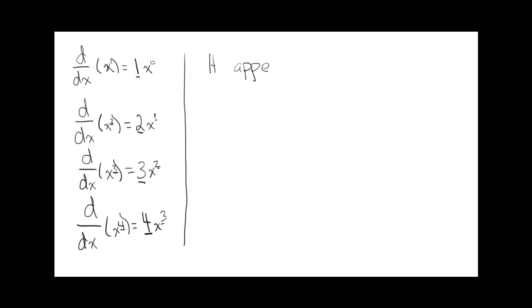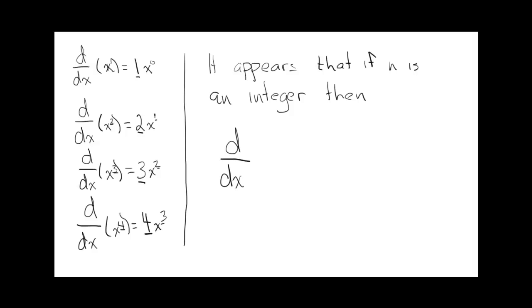that we maybe could generalize that as a rule that if n is an integer, then the derivative of x to the power of n. So that's just what we're doing over here. n was 1, 2, 3, 4. It looks like n becomes the coefficient, and then x to the power of n minus 1. And this turns out to be true. This is what we call the power rule.